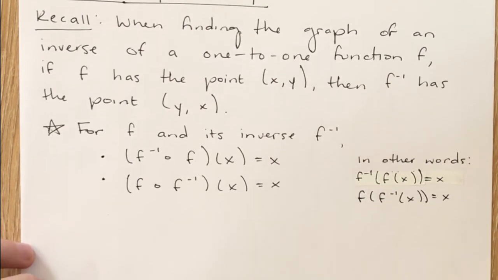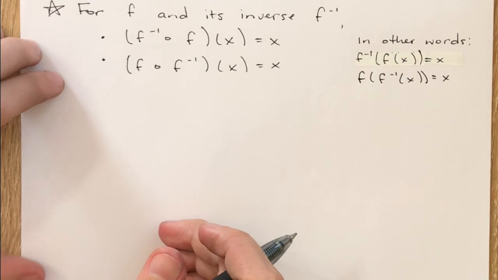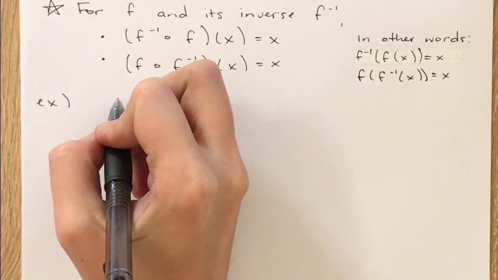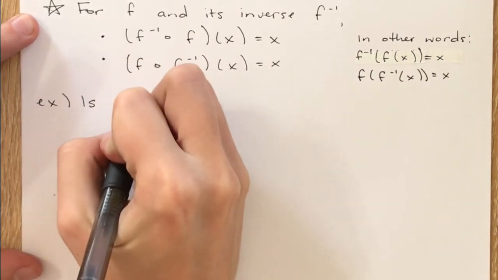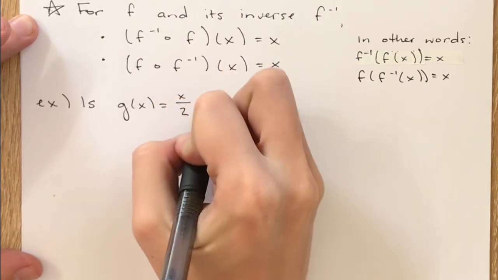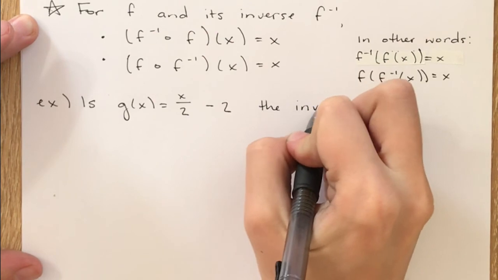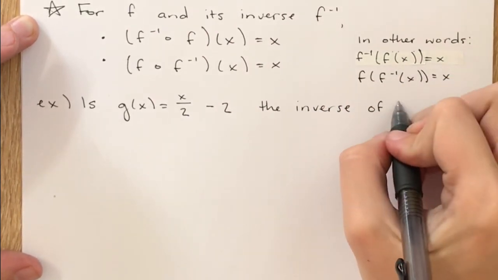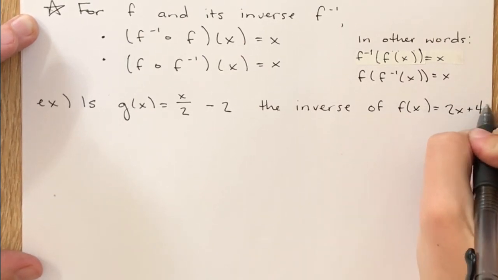So how can we use this in a problem? Let's say we're given the following example. Is g of x equals x over 2 minus 2 the inverse of f of x equals 2x plus 4?